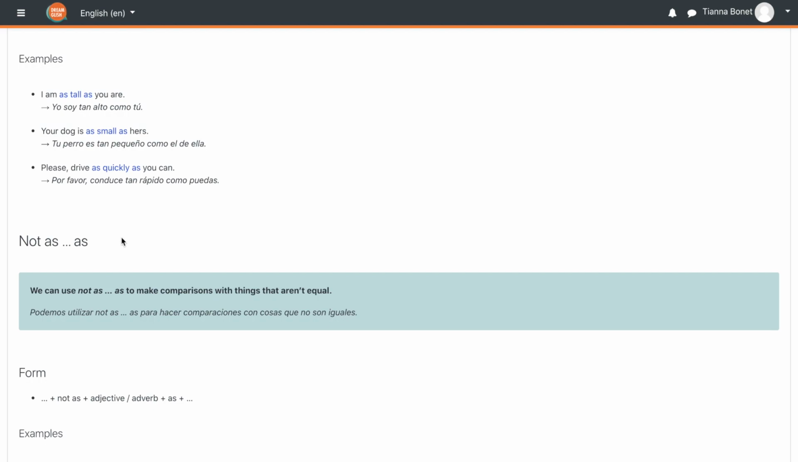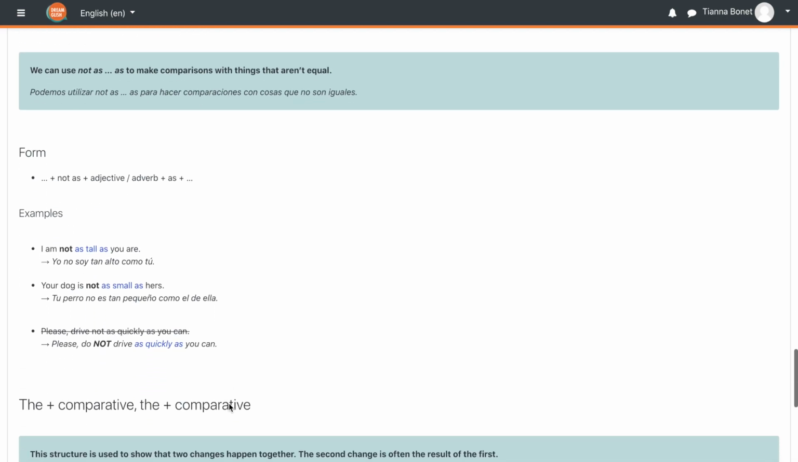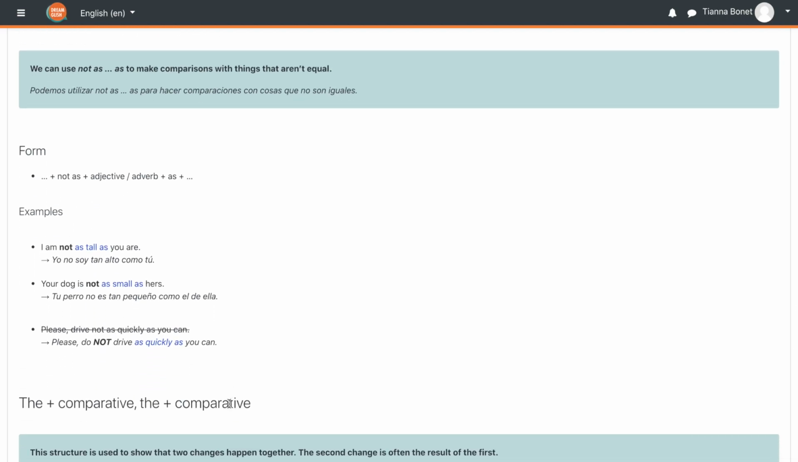Not as and as. We can use not as to make comparisons with things that aren't equal. It's very similar in form, however, you have sentence followed by not as plus adjective or adverb plus as followed by the rest of the sentence. Some examples. I am not as tall as you are. Your dog is not as small as hers. Please do not drive as quickly as you can. Compare to, please drive not as quickly as you can.